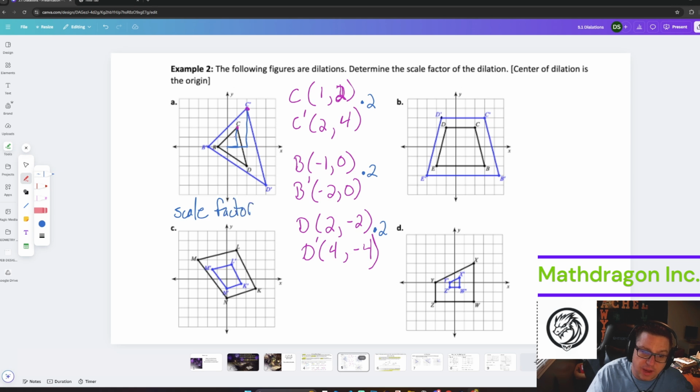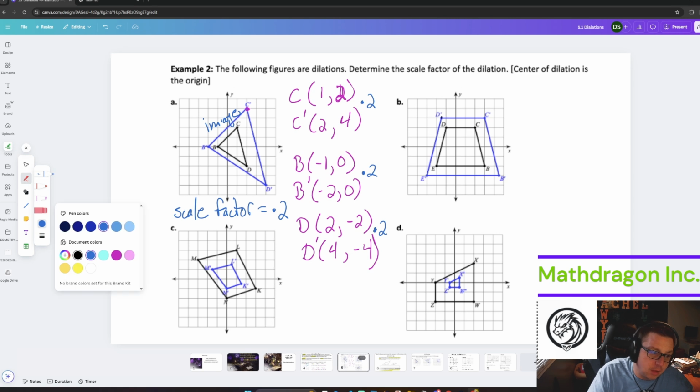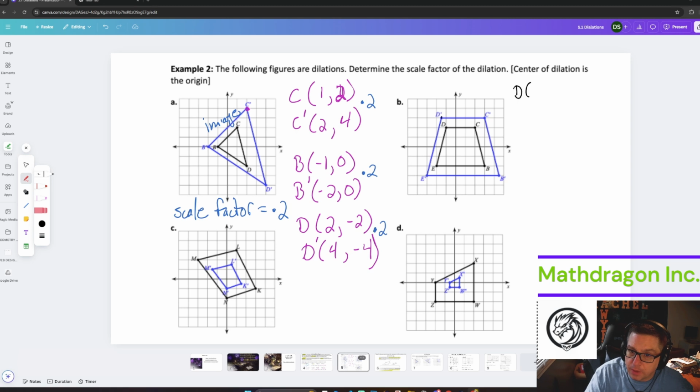So our scale factor is going to be a 2. So it's going to get twice as large. And if you look at our black picture compared to our blue one, the blue is the image. So this is our final figure, is bigger than where we started, the black one. So we know it's an enlargement, and it's bigger by 2 times the size. Now, do we have to do all 3 ordered pairs? Not necessarily, but you have to do enough to make sure that you're getting the correct answer that you want.